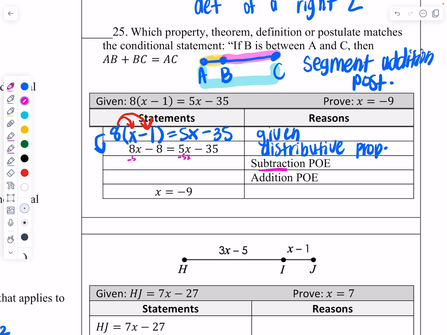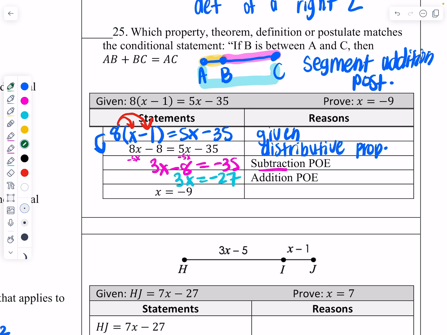You could do many things here. You get to choose what you're going to do. But that gives me 3x minus 8 equals negative 35. And now they want you to add. So when you add to both sides, you would get 3x equals negative 35, and you're going to do plus 8. So that gives me negative 27. So that's the addition property of equality.